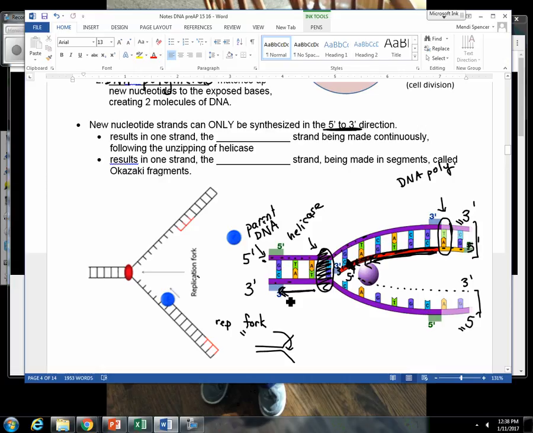This strand that we're making here is going to be made continuously. We don't have to stop. We're just going to follow helicase. This strand has a name. It is called the leading strand.